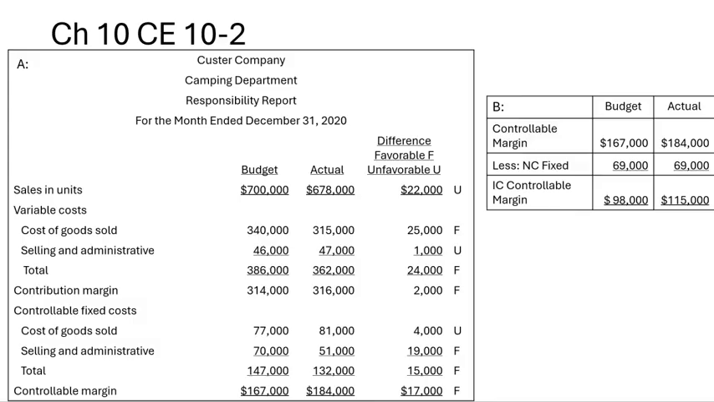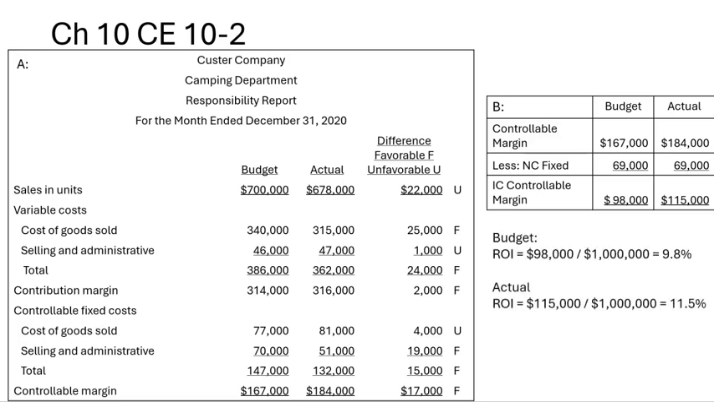Now we can calculate our return on investment, and we'll do that for both the budget and actual. To get return on investment, we take the controllable margin divided by the average operating assets, so $1 million in this case. So the $98,000 divided by $1 million, 9.8% budget. Actual, $115,000 controllable margin divided by the $1 million is 11.5%.